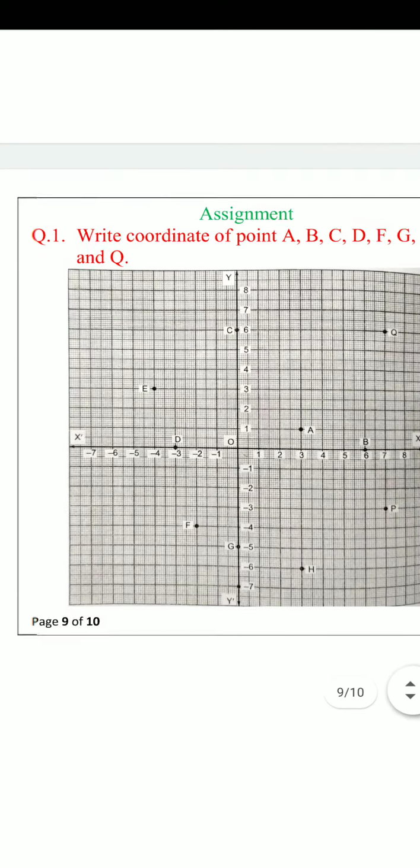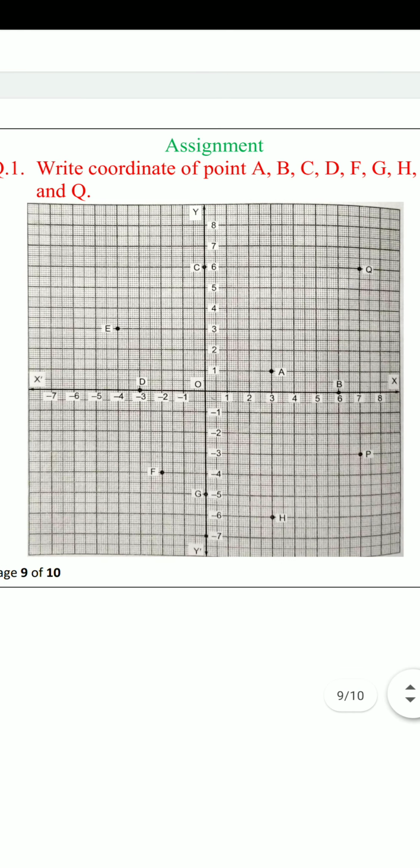In this way you have to find the coordinates for points on any of the axes. So you have to solve this question number 1 and exercise 3.2.